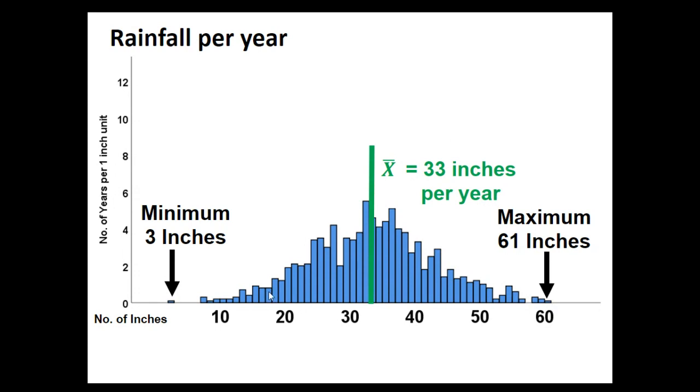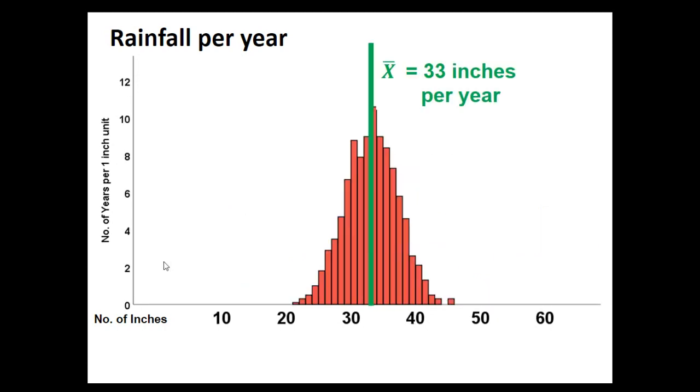Now, if we look down here, we can see on the left, there was another year when the minimum rainfall was 3 inches per year. So that must have been a terrible year with almost no rainfall. The crops probably dried up and died, and all the farmers went broke.